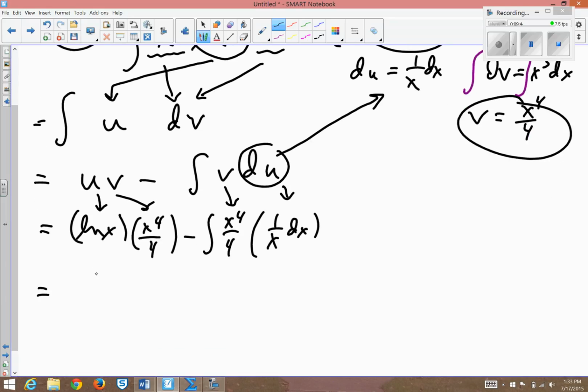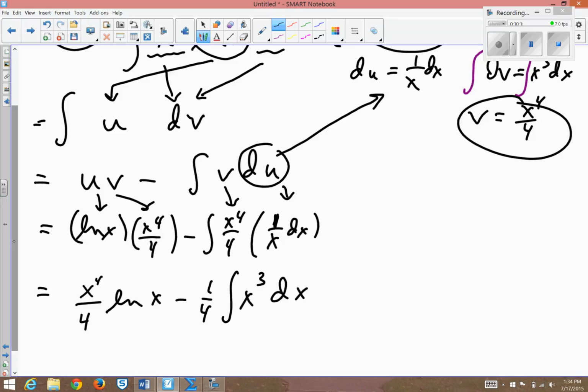This multiplication can be left like that, or it would look better if we wrote x to the 4th over 4 times the natural log of x. After this minus, we can rewrite this as 1/4 the integral of x to the 3rd dx, because there's a 1 and there's a 4 down there. So we take the 1/4 to the left of the integral symbol, and we have x to the 4th up here and x down here. X to the 4th over x is x to the 3rd.